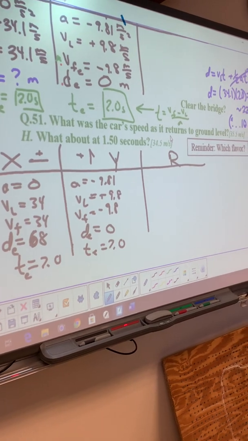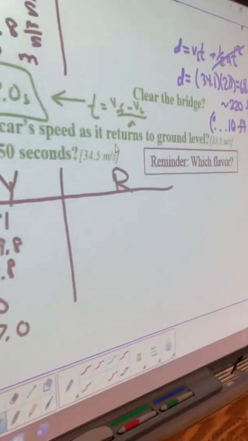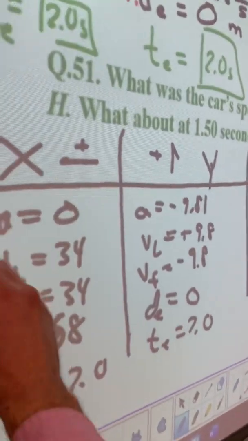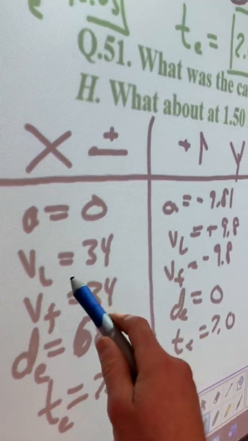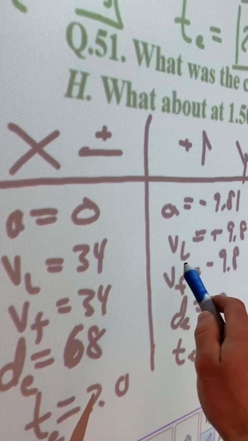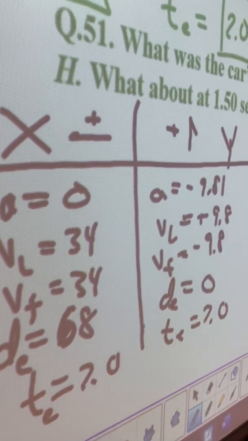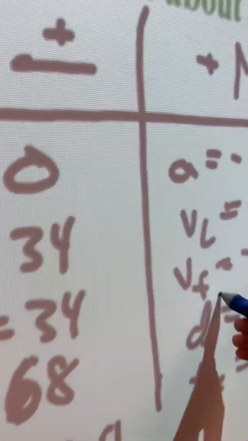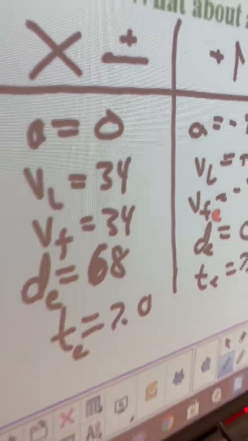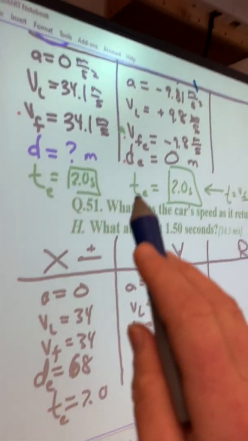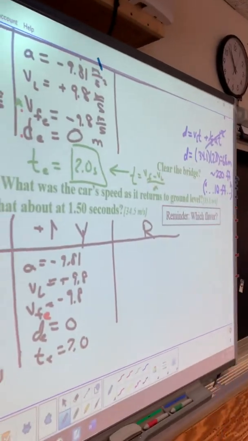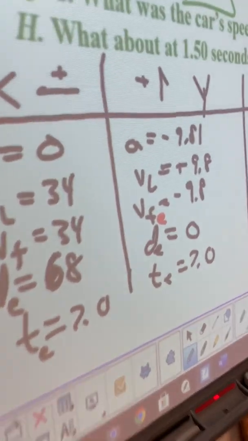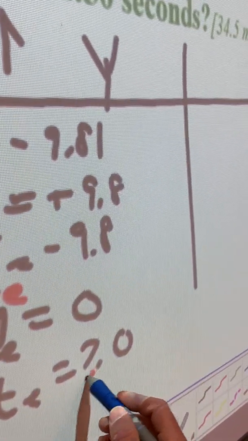51, the question says, what is the car's speed as it returns to ground level? So we had already figured out, we knew the accelerations. We knew the initial velocities. We found that with the SOHCAHTOA, back a page in the notes. We knew the final velocity for the X and the final for the Y. This is at the end. We knew the displacement at the end because we had just figured it out in question 50. Came out to about 68 meters. And in the Y, we knew the time was 2 seconds.